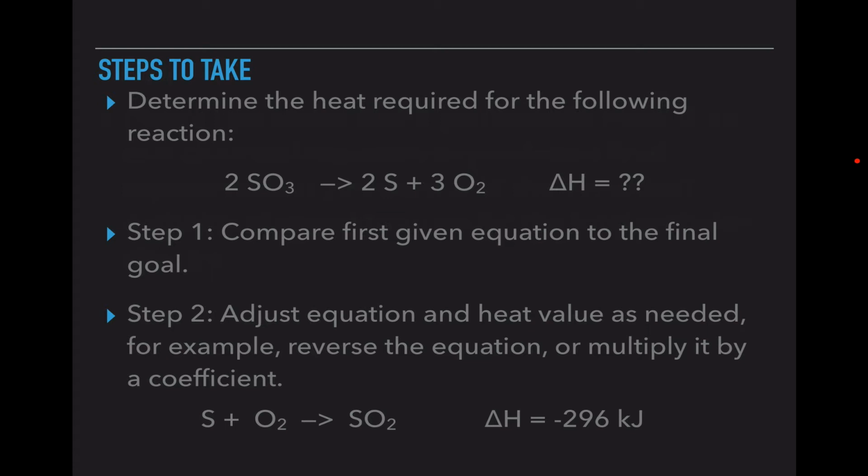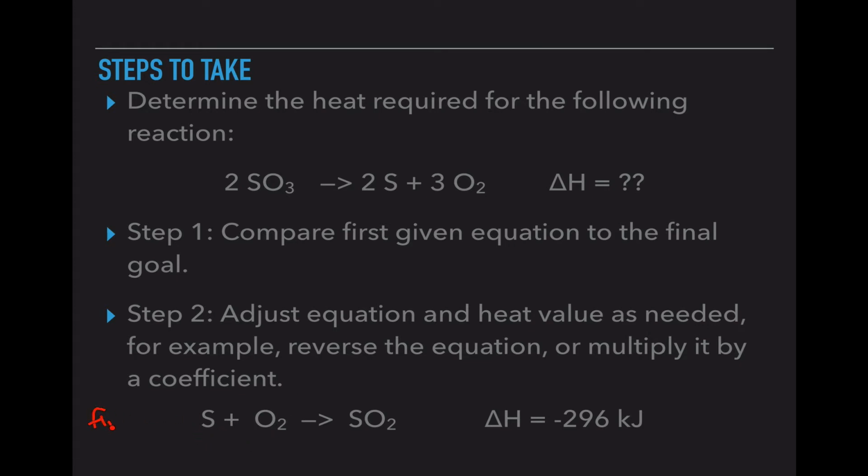In this example, we are determining the heat required for the following reaction. We want 2 SO3s, 2 S's, and 3 O2s. The SO3 is before the arrow, and the S's and the O2s are after the arrow. So first, compare the first given equation to the final goal. So here's our first given equation. Notice I have an S and an O2, but they're on the wrong side of my equation. So step 2 states, adjust the equation and the heat value as needed.